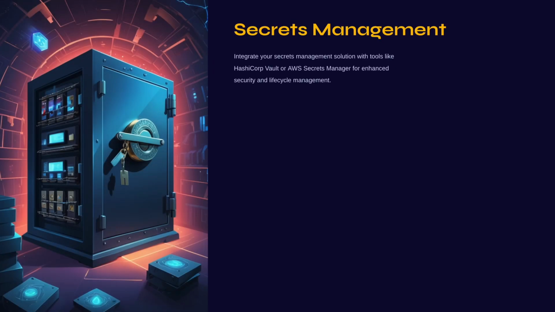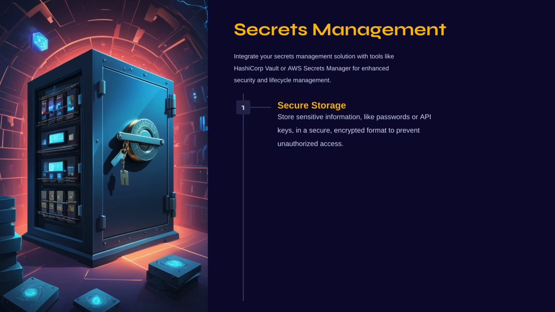Alright, now let's talk about secrets management. Basically, how we handle sensitive information like passwords, API keys, and tokens in Kubernetes. It's super important to keep your secrets safe, and there are 3 main practices to focus on. First, secure storage. You always want to store sensitive data in an encrypted and secure format.